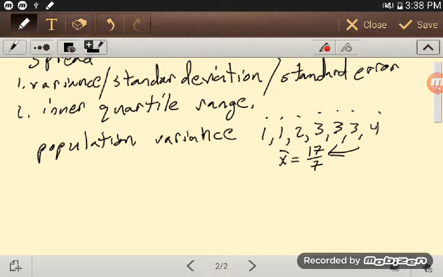And so we could take that average, and so I could take 1 minus 17 over 7. And I could take, again, 1 minus 17 over 7. And I could take 2 minus 17 over 7. Now I'm leaving some space here because we've got to do some stuff. 3 minus 17 over 7. 3 minus 17 over 7.